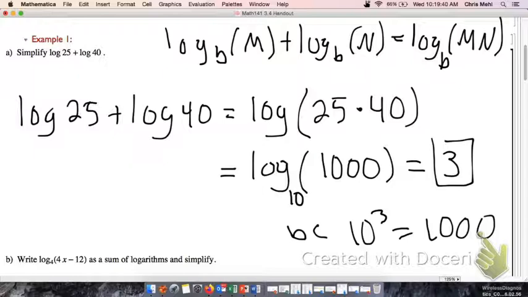Okay. So log of 25 plus log of 40, using a logarithmic identity, the sum to product formula, or the product to sum identity, just equals positive 3.